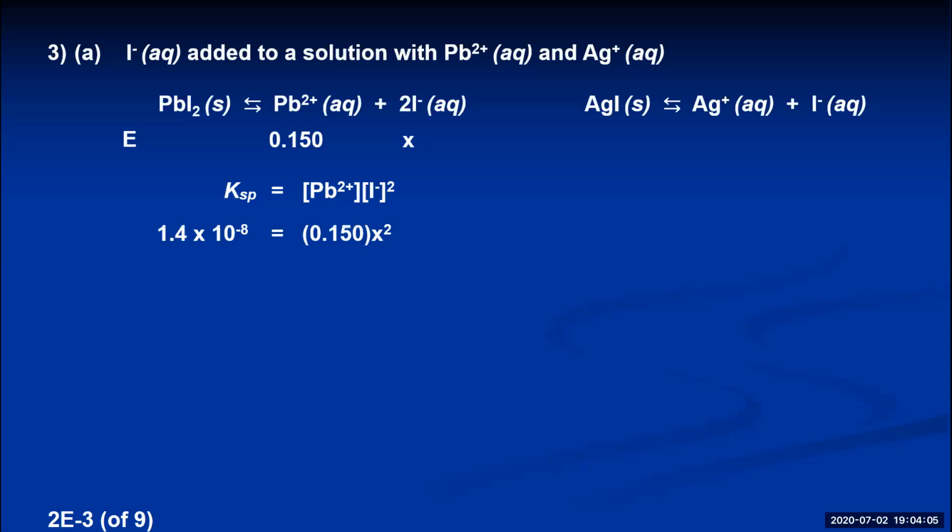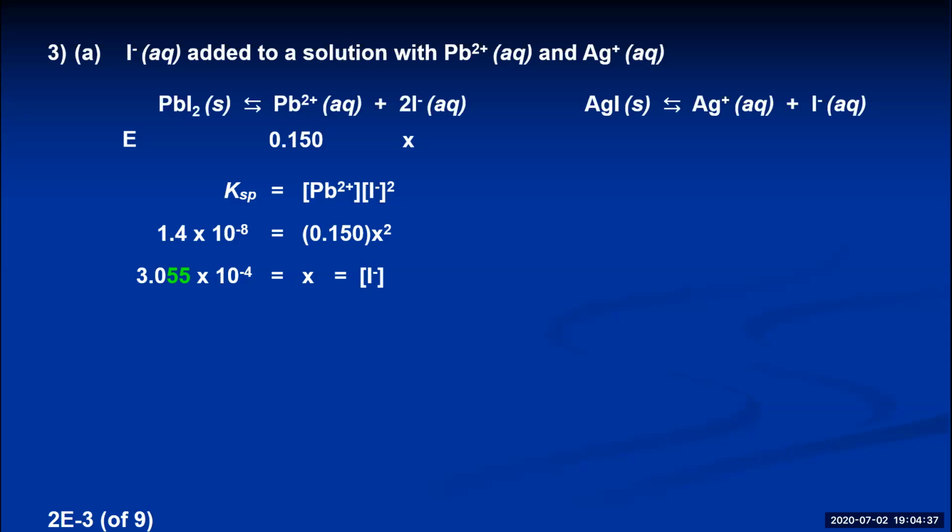Looking up the KSP for lead-2 iodide, it's 1.4 times 10 to the minus 8th. The lead ion concentration in this solution is 0.150. Iodide must be squared. Divide by 0.150, take the square root, and the concentration of iodide ions needed to precipitate lead-2 iodide is 3.0 or 3.1 with two significant figures times 10 to the minus 4th molar. That's the concentration of iodide ions needed to precipitate lead-2 iodide.